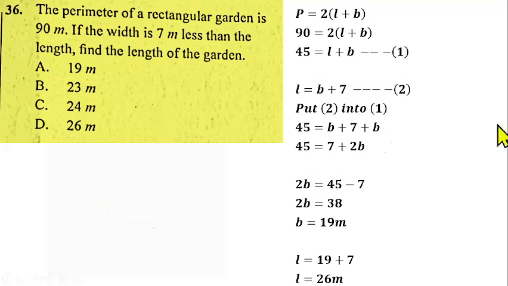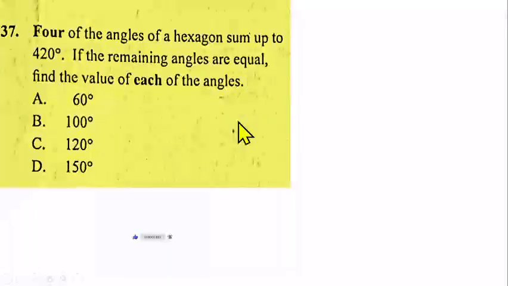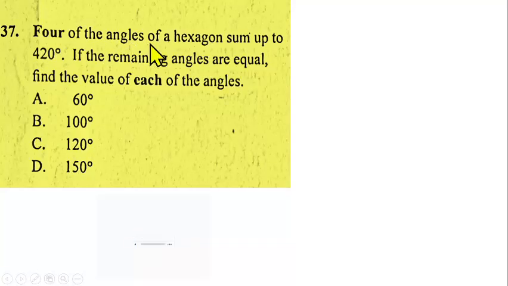Question number 37 is also from plane geometry, which is polygon. You are told that four of the angles of a hexagon sum up to 420 degrees. If the remaining angles are equal, find the value of each angle.